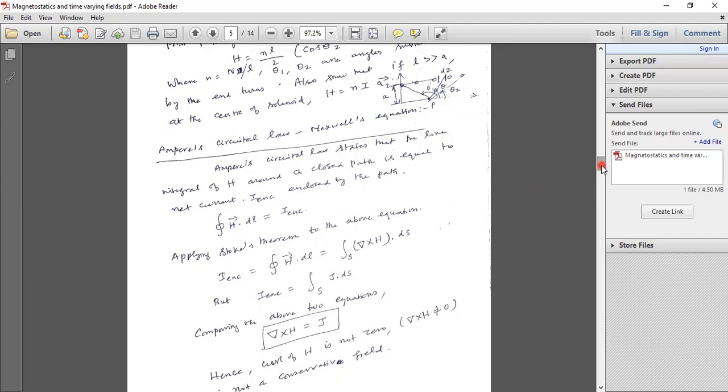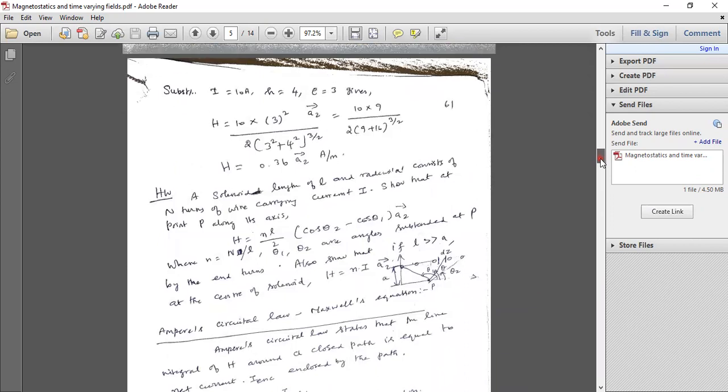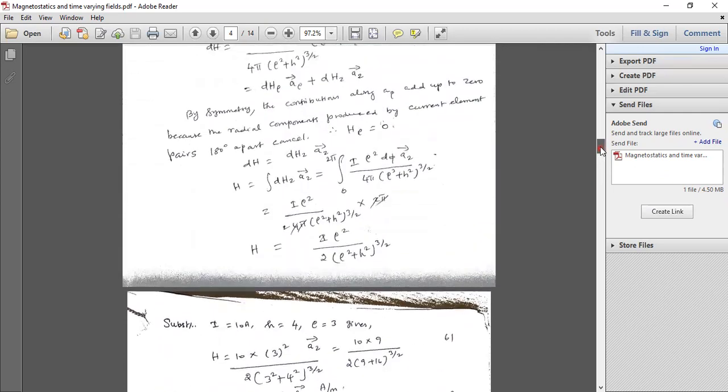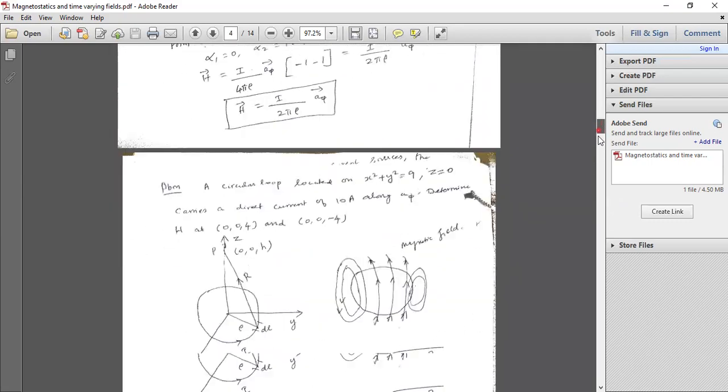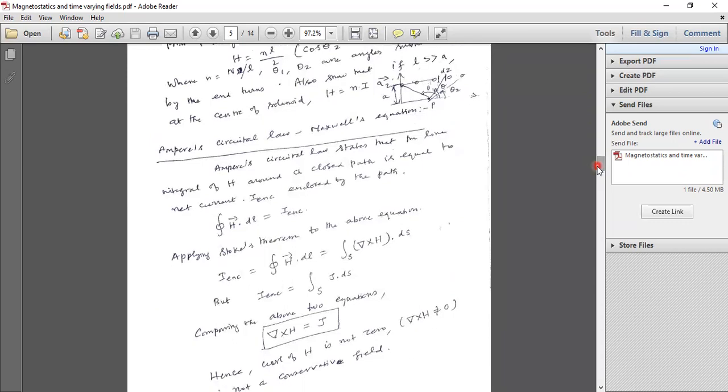Biot-Savart's law is slightly complicated for finding the magnetic field intensity because we have to find the distance between the current element and the point at which you are seeing the magnetic field. We have to compute the distance and substitute into vector calculus formulas. So it is slightly complicated. So we are going for Ampere circuit law, which is a convenient way of computing the magnetic field intensity.